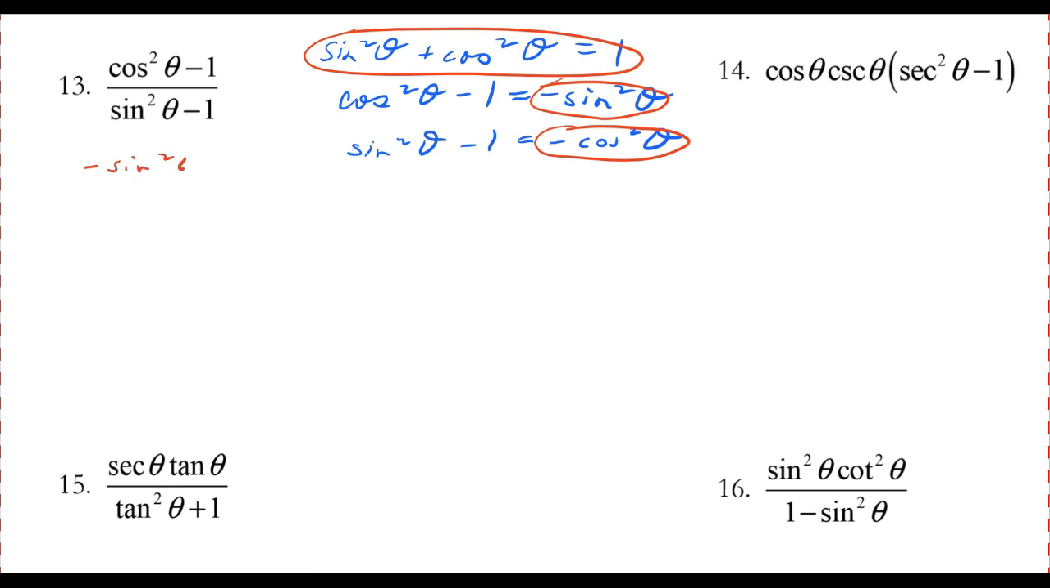And so we'll get negative sine squared theta divided by negative cosine squared theta. Now negative over negative is positive, and then sine over cosine is tangent. So this is tangent squared theta. And we have simplified number 13.